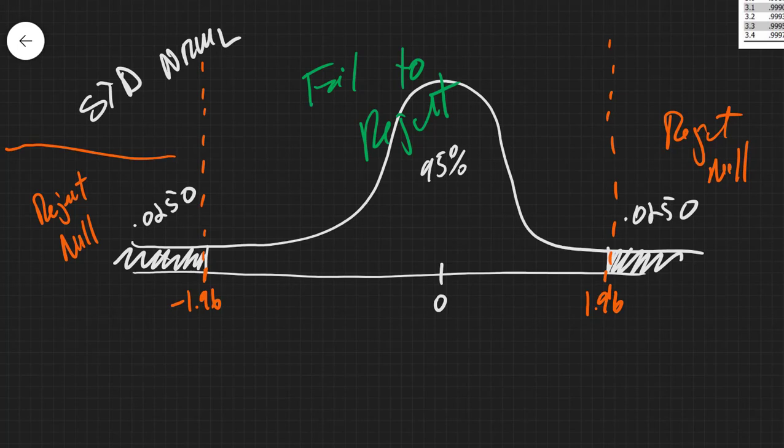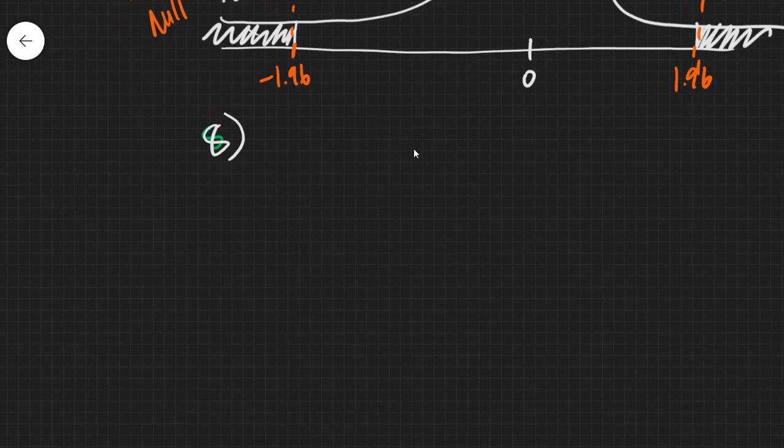Which, in effect, now brings us to step 8. Step 8, which is calculate the stat. Calculate your test statistic, or compute, right, or whatever.